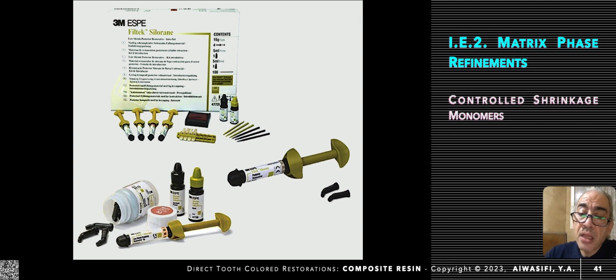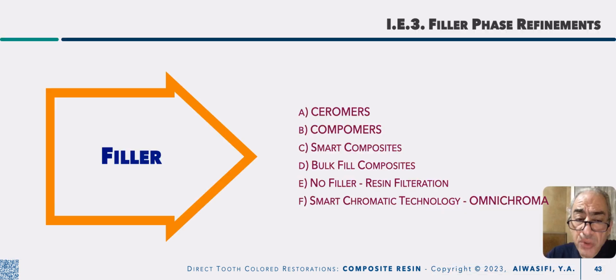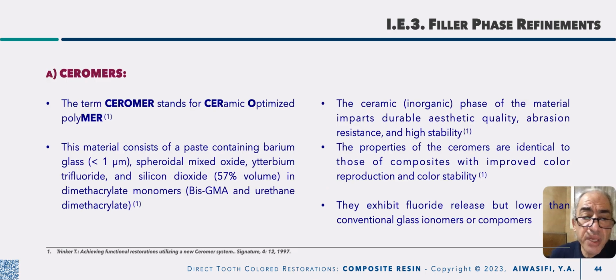Then comes the refinement we made to the filler phase, starting with ceromeres, compomeres, smart composite, bulk fill composite, no filler resin infiltration, smart chromatic technology, or Omnichroma. Let's start with the ceromere. Ceromere is an acronym that stands for ceramic optimized polymer.